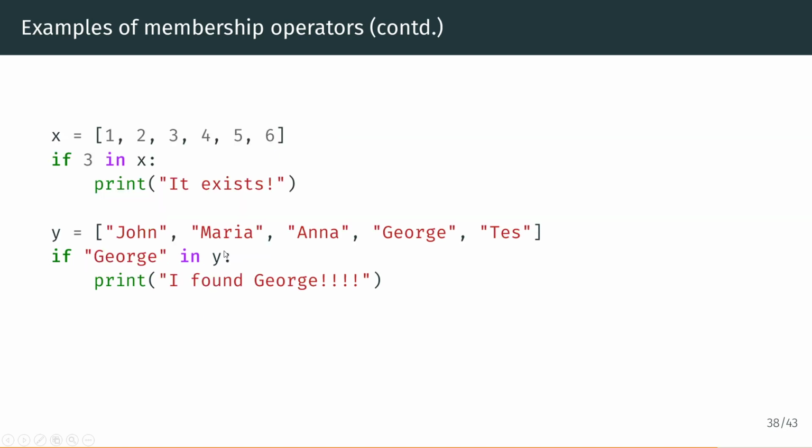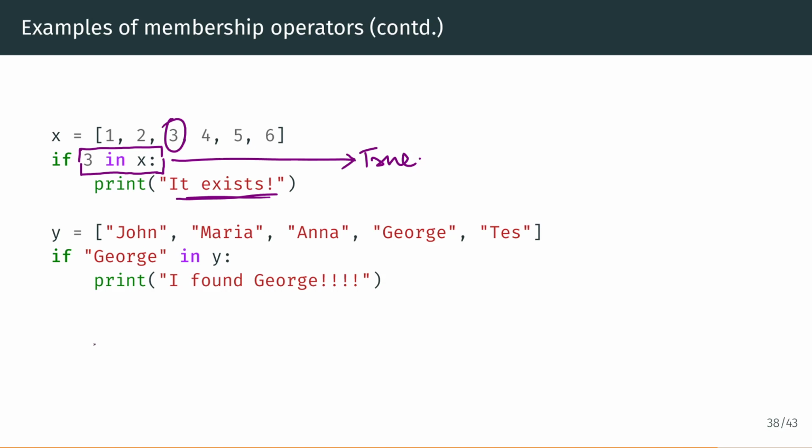Here are a few other examples. In this example, we have a list X containing the values 1, 2, 3, 4, 5, 6. And then we ask the question, is 3 in X? So we say if 3 is in X, then you print this. As you might have guessed by now, this will evaluate to true, because 3 is in X. That's 3. So it will print it exists. So this expression evaluates to true.